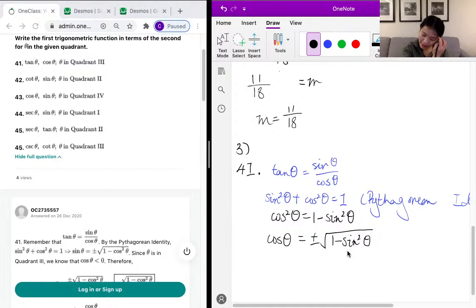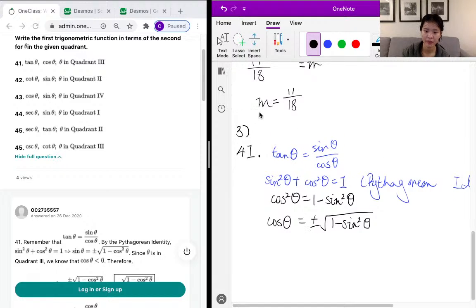The other way that you can write sine theta in terms of cosine theta is that you could use the cofunction formula. That also works. But let's just do it this way first. Okay, so now we have cos theta in terms of our sine squared theta.